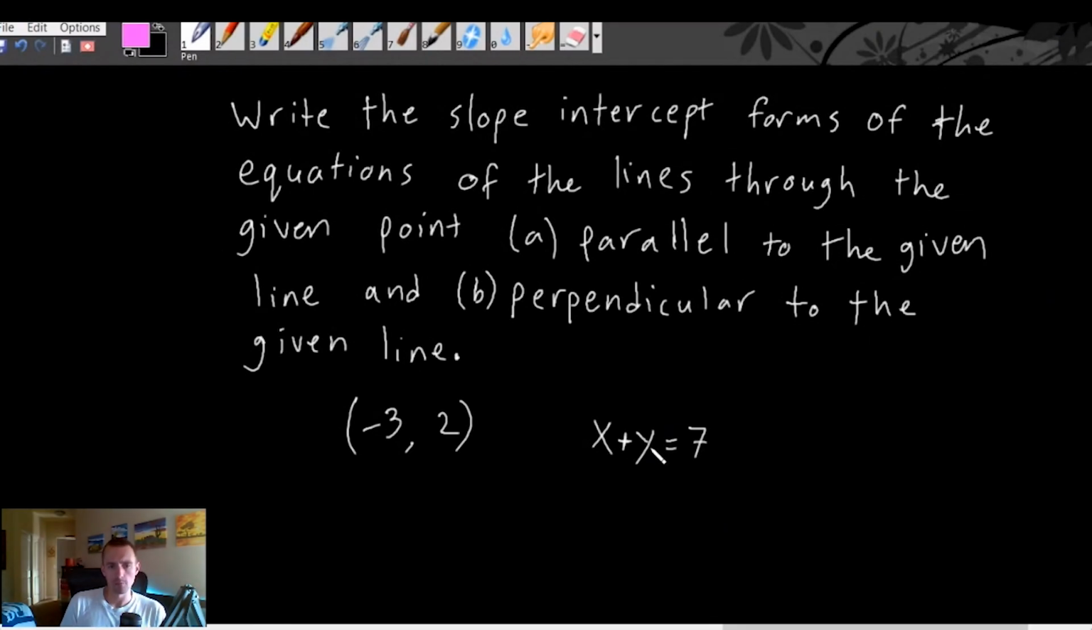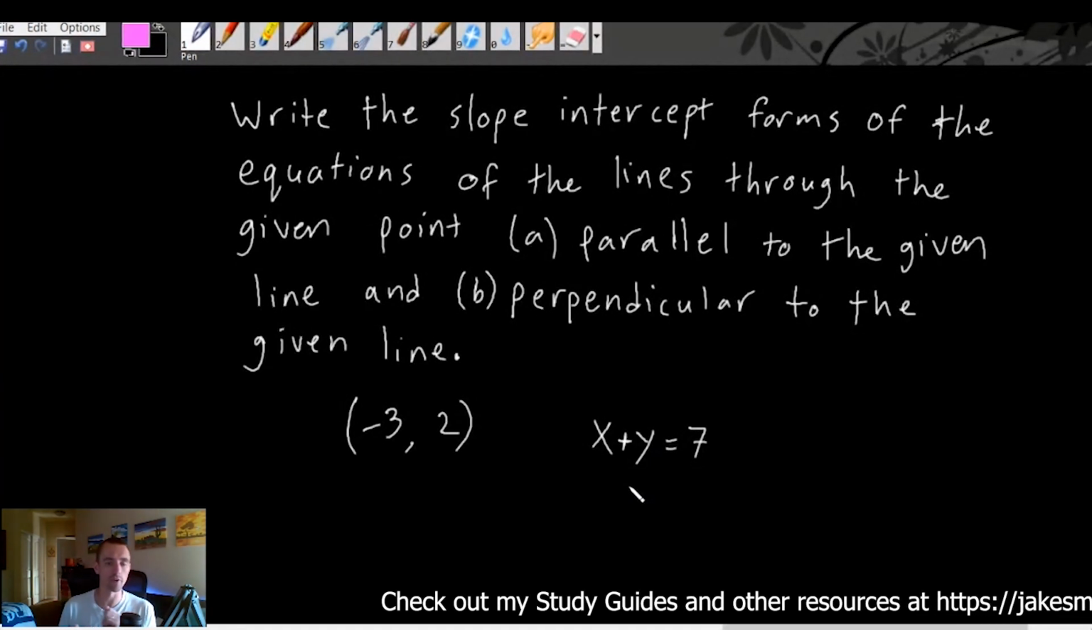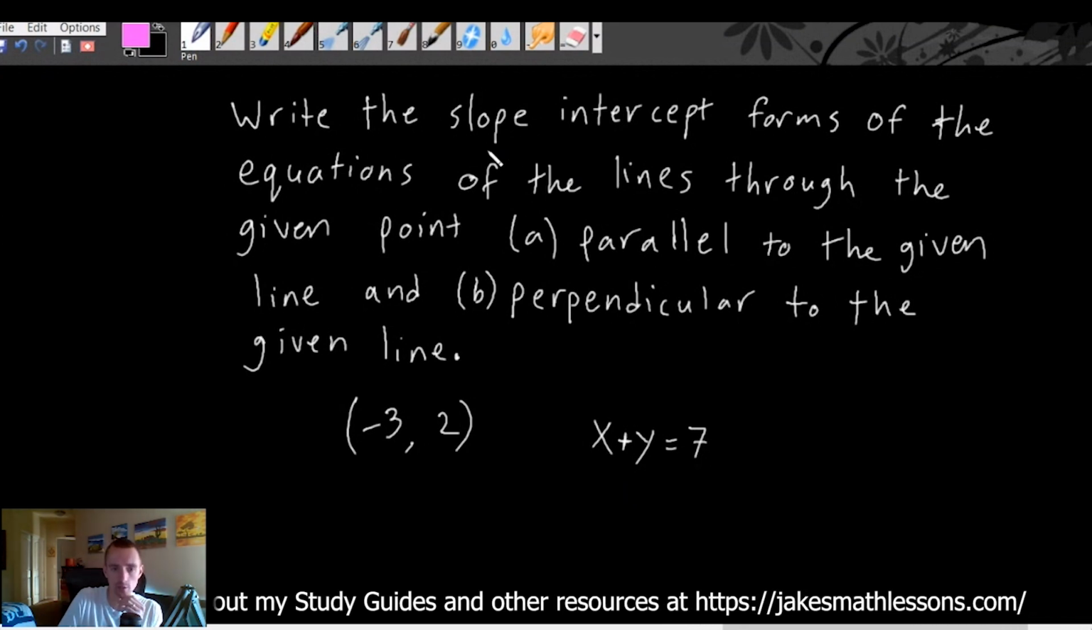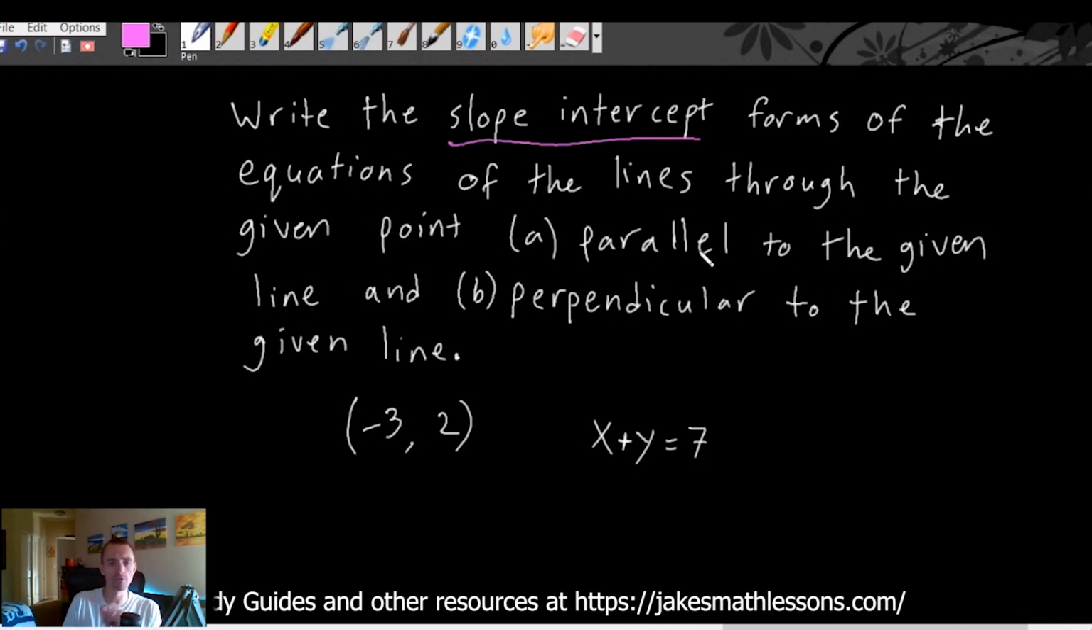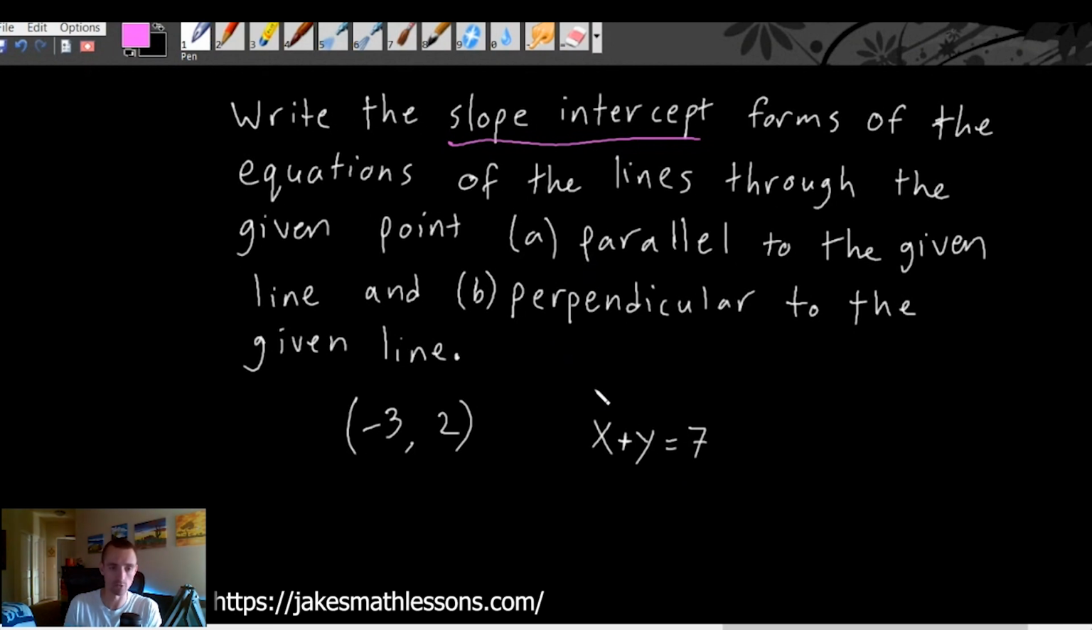Write the slope-intercept forms of the equations of the lines through the given point, parallel to the given line, and perpendicular to the given line. So this is a two-part question. It's kind of weird wording here, but basically what we need to do is find the equation of the line. It has to be given in the slope-intercept form, the equation of the line that is parallel to the given line, and the equation of the line that is perpendicular to the given line, and it has to go through this point.